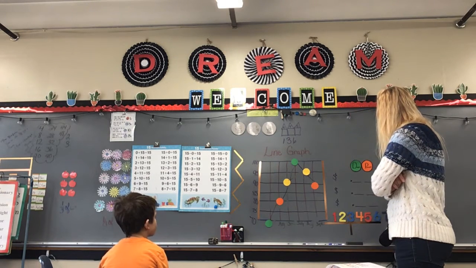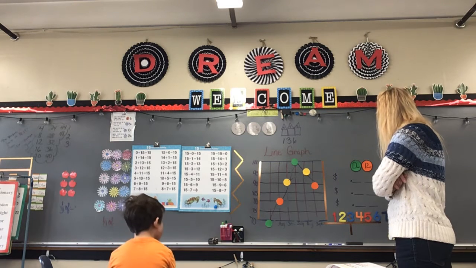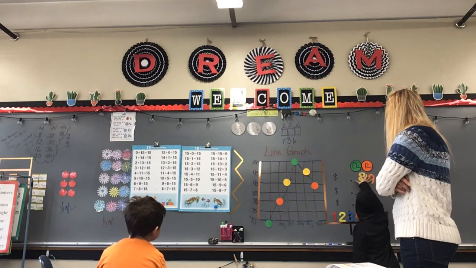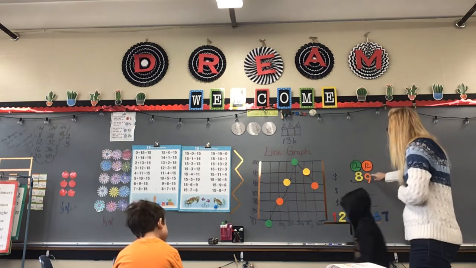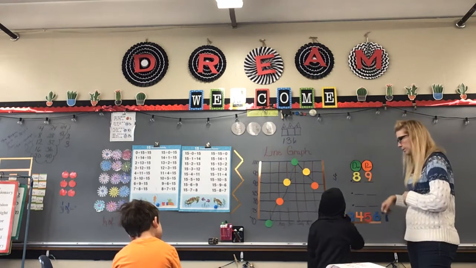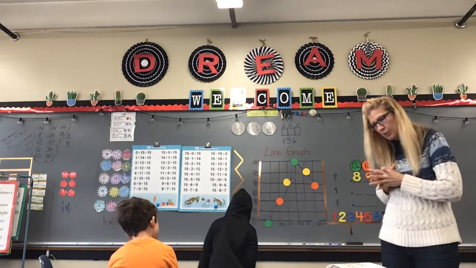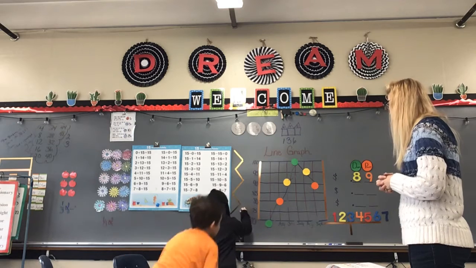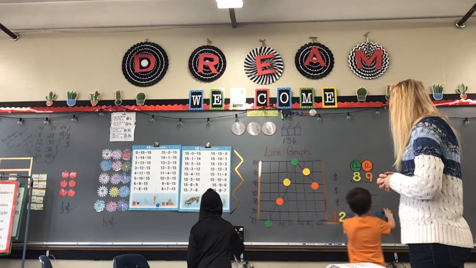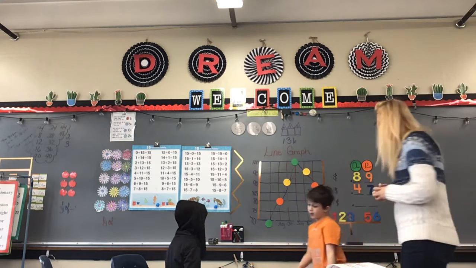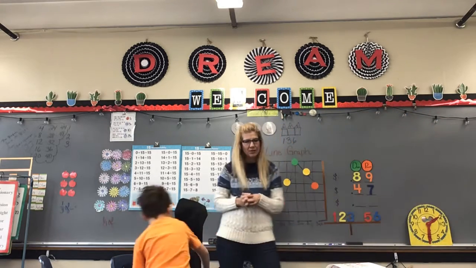So how many dimes would there be for 89 cents? I'll go ahead and put it in the two spots there. All right, so how many dimes do we have, Micah? And how many pennies? All right, Benjamin, come on up and show us 47 cents. Good, Ben, how many dimes do we have? 4. We have 7. 4 dimes and 7 pennies.